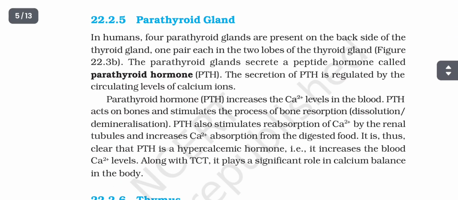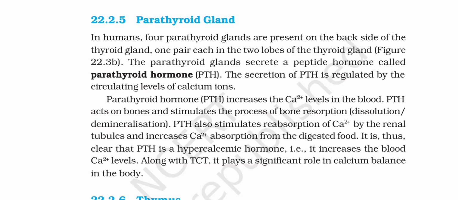Parathyroid gland. In humans, 4 parathyroid glands are present on the back side of the thyroid gland, one pair each in the two lobes of the thyroid gland. The parathyroid glands secrete a peptide hormone called parathyroid hormone, PTH. The secretion of PTH is regulated by the circulating levels of calcium ions. Parathyroid hormone increases the calcium levels in the blood.